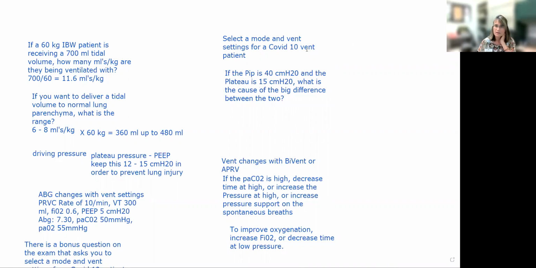So this is a test question also. If the peak pressure is 40 centimeters of water and the plateau pressure is 15 centimeters of water, so that's a huge difference between those two numbers, what could cause the big difference? Do you guys know the answer?